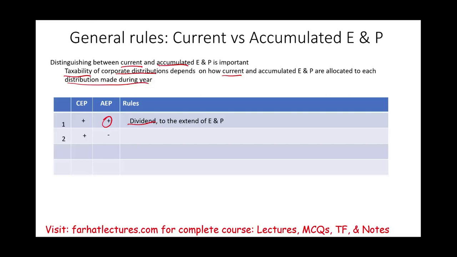You made a distribution. Again, what do you have to do here? The amount of the distribution is dividend to the extent of CEP. And you don't net AEP to CEP. So you have to be very careful here. First, what you do, you would say, here's my distribution. To the amount of CEP, it's dividend, and that's it.